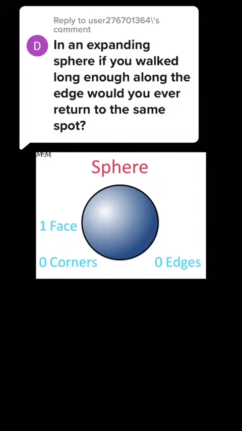Very basic geometry. I genuinely am not meaning to condescend here, but this is very important when we're talking about things like the topological form of the universe.